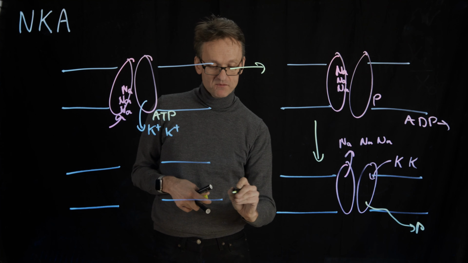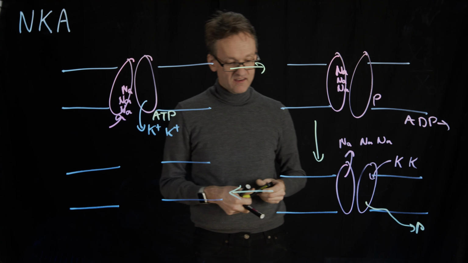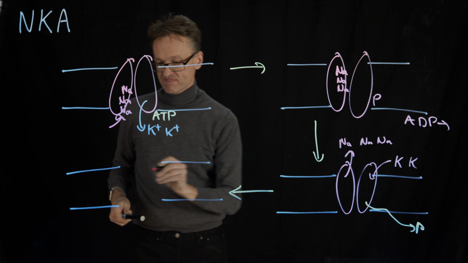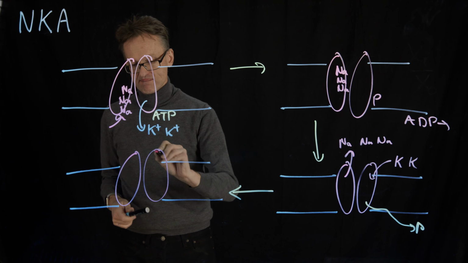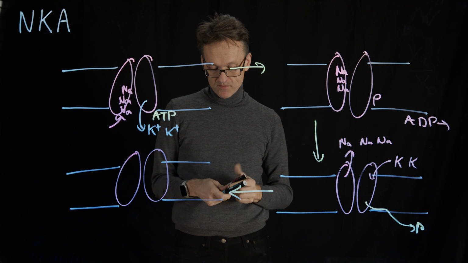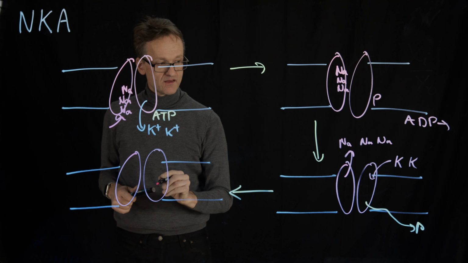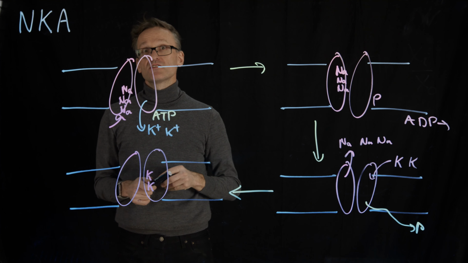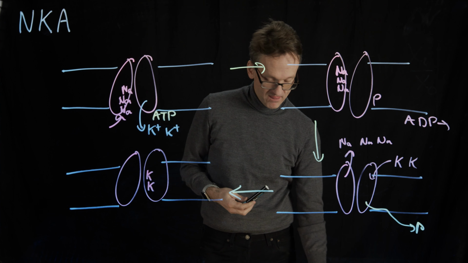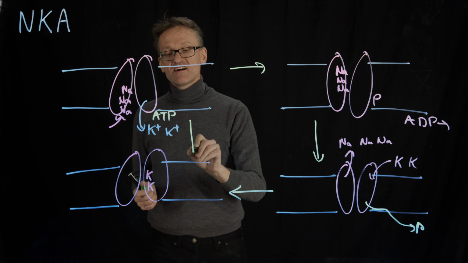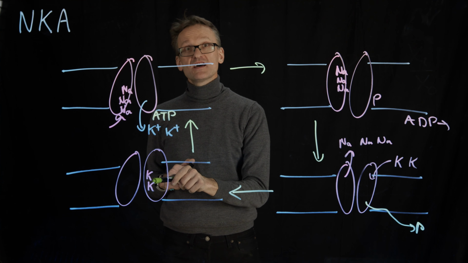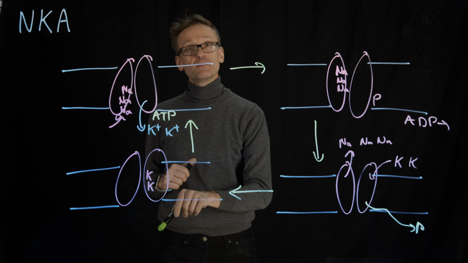When that phosphate has escaped, we're going to go back to my original conformation. And now I'm open to the inside again, and I have 2 potassiums bound, and there is nothing bound to it. Once I am there, I can bind a new ATP molecule. When I bind that ATP molecule, my 2 potassium ions will be released, and 3 new sodium ions will be bound. And then I keep going with the machinery.